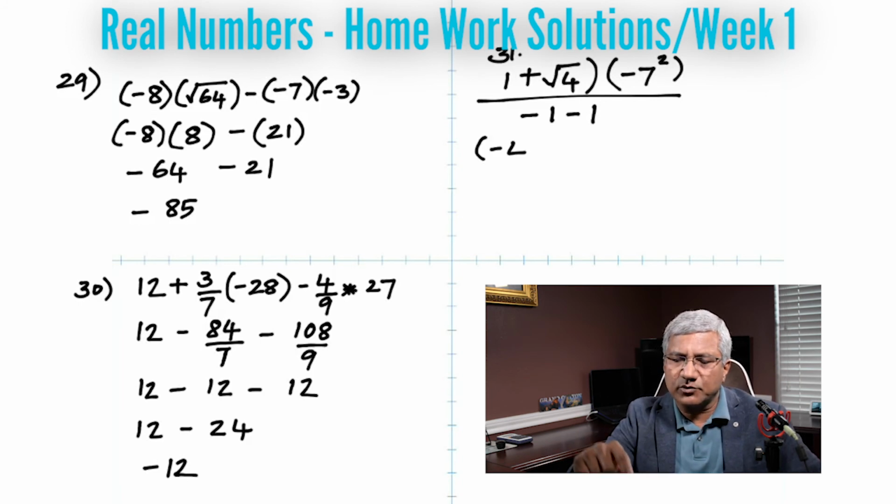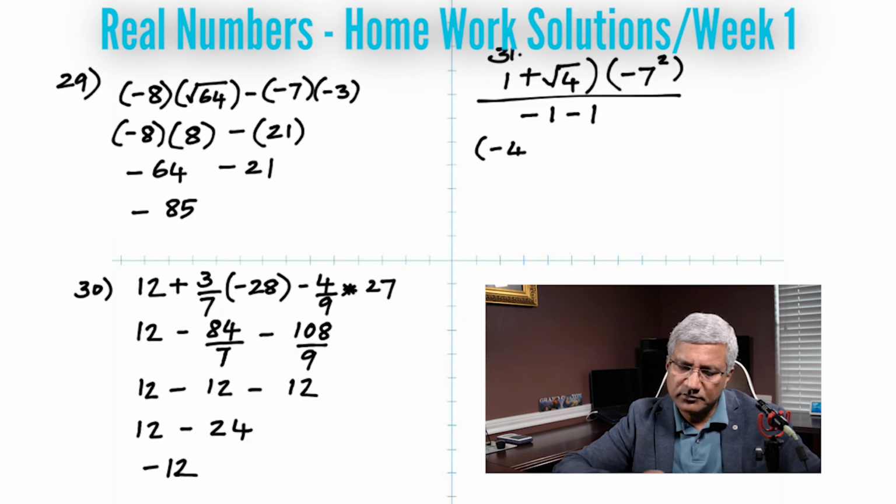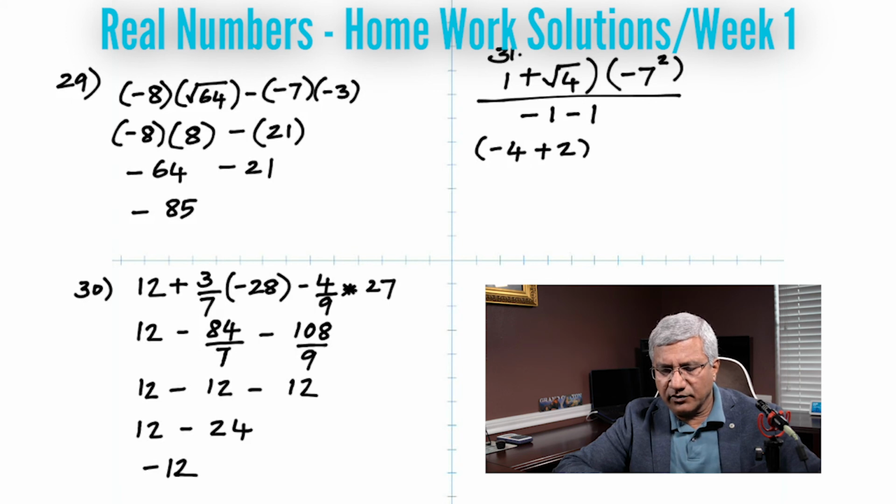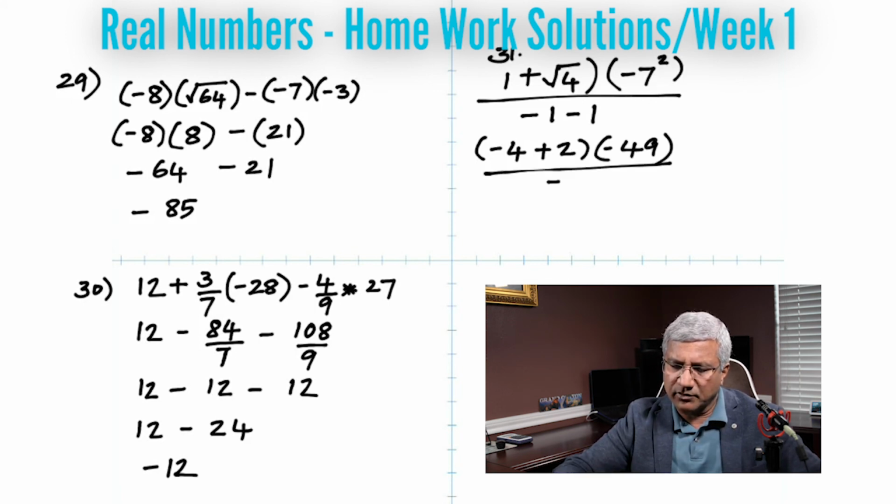Oh, there is 31. It's 1 plus square root of 4 times minus 7 squared by minus 1 minus 1. It looks very complicated, but really just follow the procedure. Square root of 4 is 2. Here you have positive 49. So I got minus 4 plus 2 by times minus 49 minus 2.